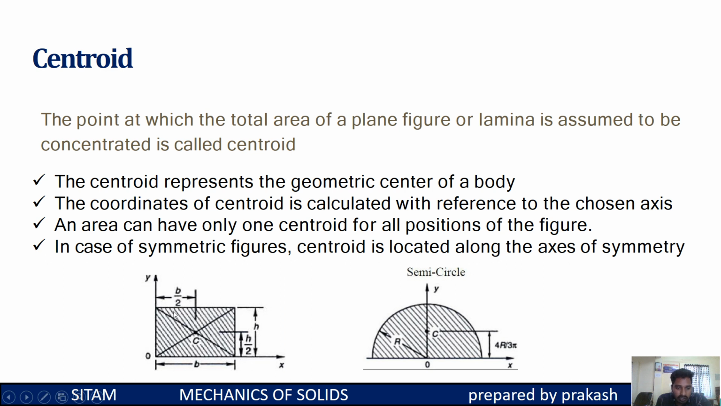So here, coming to this rectangular body, the centroid exists at the center of the rectangle. That means along the length it is placed at half of its length, and along the height it is placed at half of the height, and this is the centroid point of this rectangular section. Coming to this semicircular section, the centroid lies at the point 4r by 3 pi, where r is the radius of the semicircle.